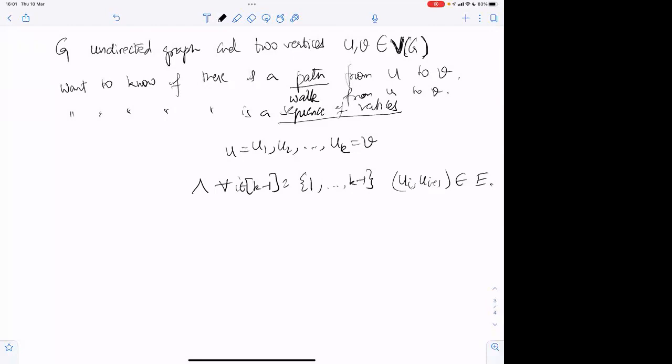Now if there is a walk from u to v, can you prove that there is a path and vice versa? Just as a simple exercise. Yes, sir. If there is a path, then that is a walk, so we're done. If there is a walk and it repeats somewhere, we can just ignore everything in between and keep doing so.